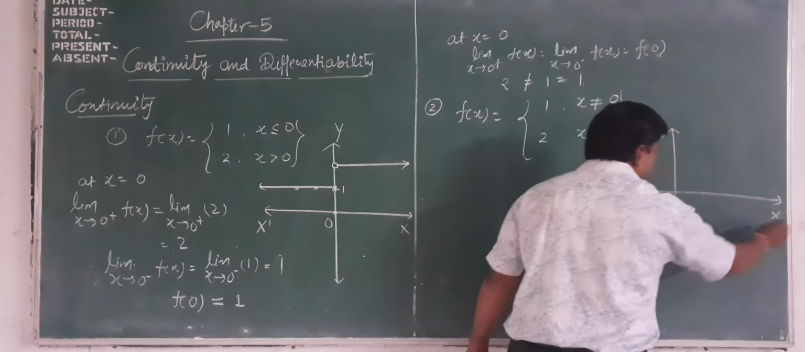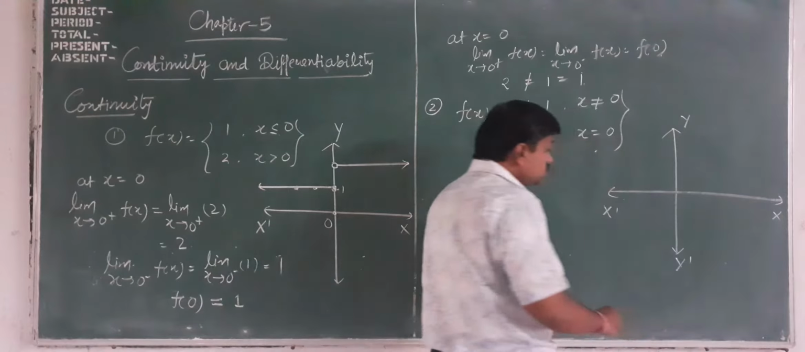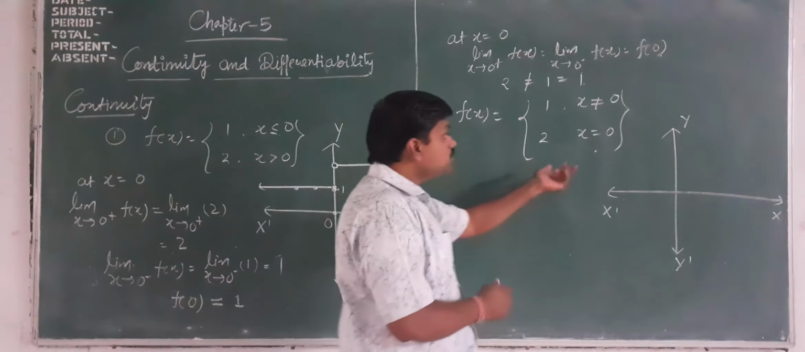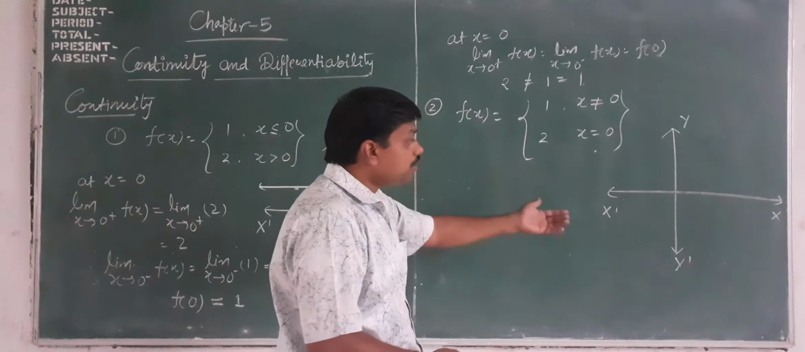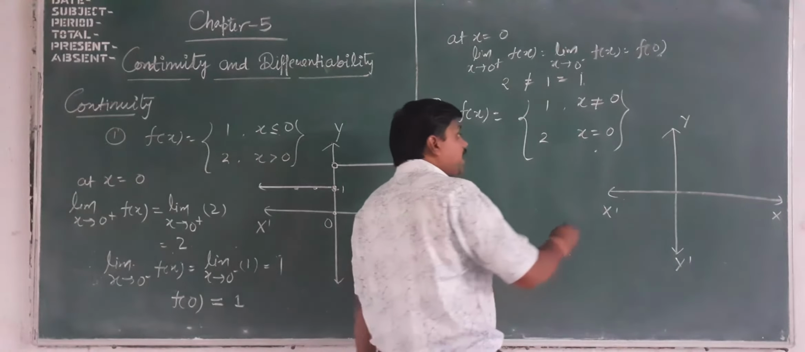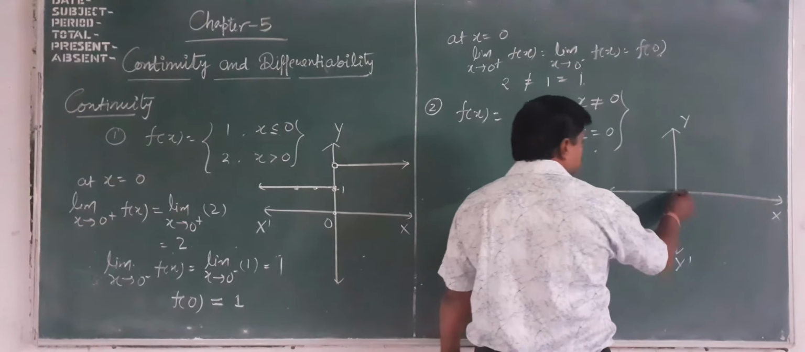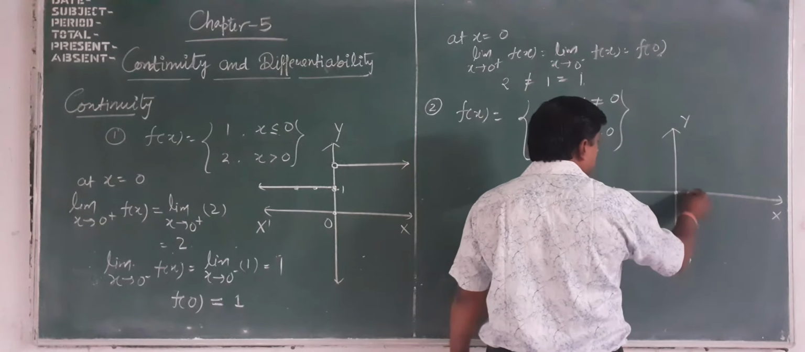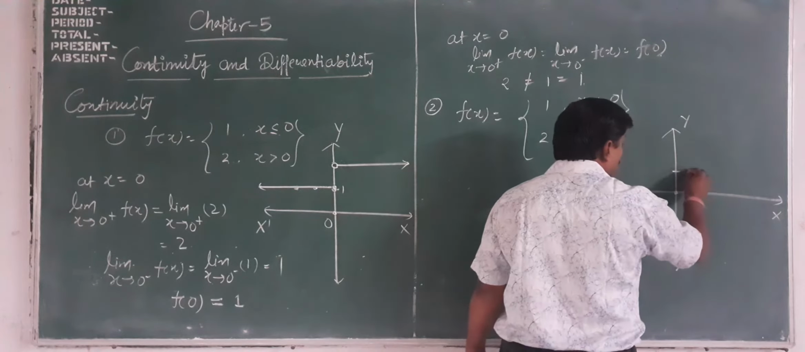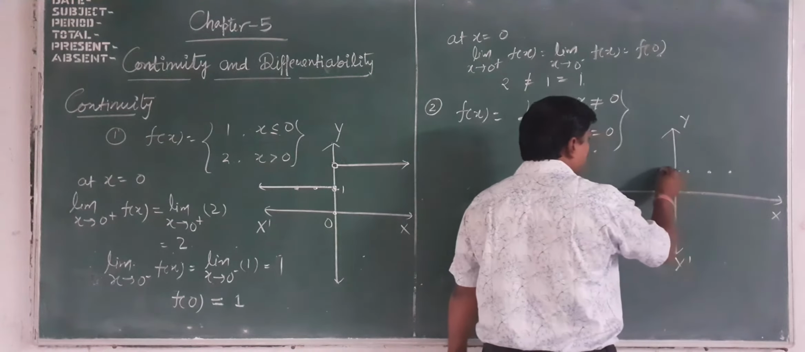This is x, x dash, y and y dash. We will check whether this is continuous or discontinuous by drawing the graph of this function. So at x not equal to 0, this is 0. Suppose x equal to 1, so the value of the function is 1, 2, 2, 3, 3, minus 1, minus 1, minus 2, minus 2.